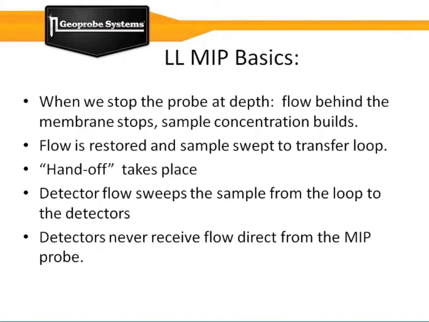So here's the basics. When we stop the flow at depth, we begin the low-level cycle. Flow behind the membrane stops, and the sample concentration builds. Flow is restored, and the sample is swept to the transfer loop. Now a handoff takes place between the MIP system, the MIP probe and trunk line, through the loop to the detectors. Detector flow takes over and sweeps the sample from the loop to the detectors. Now our detectors never receive flow directly from the MIP probe or trunk line. They receive sample only through the loop.